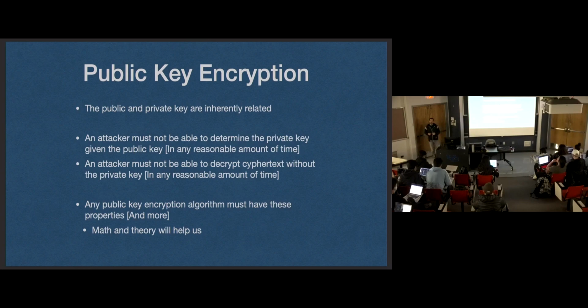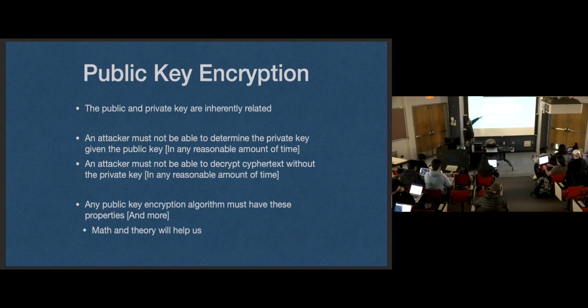And these keys are inherently related. The public key and private key have to be related in some way, and as we're going to see, they're mathematically linked. It's all a bunch of math when we're talking crypto. Since these keys are linked, we need a couple of properties here. An attacker who has my public key can't compute what my private key is. They are linked, there's similarity between them, but they shouldn't be able to find out what my private key is.